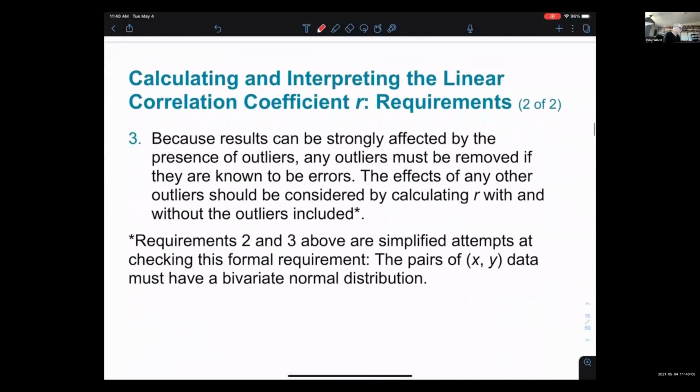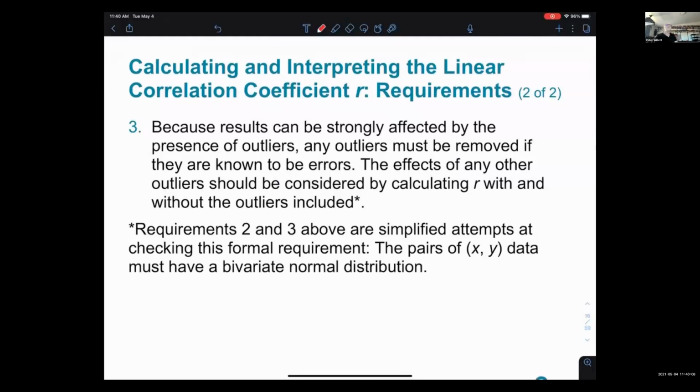And then finally, because the results can be strongly affected by the presence of any outliers, which we'll see in some problems to illustrate, any outliers must be removed if they are known to be errors. So when you're collecting data, it's quite possible that mistakes are made, measurements are made inaccurately, people report things inaccurately. And so sometimes you get some wayward value that just seems hard to believe. And so if you can confirm there's errors, then you need to make sure to remove those because they can really mess up your R calculations.